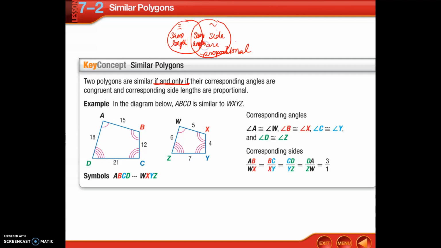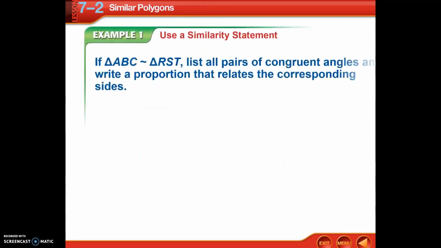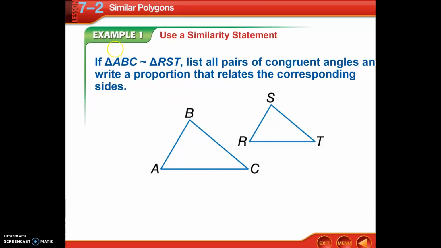So we're going to start off by looking at this, and notice that this is our sign for similar that we're going to use, and looking at that statement and being able to tell what angles are congruent and what sides are proportional. So here we have our statement, and just looking at that we can see that A is going to be congruent to R, B to S, and C to T.